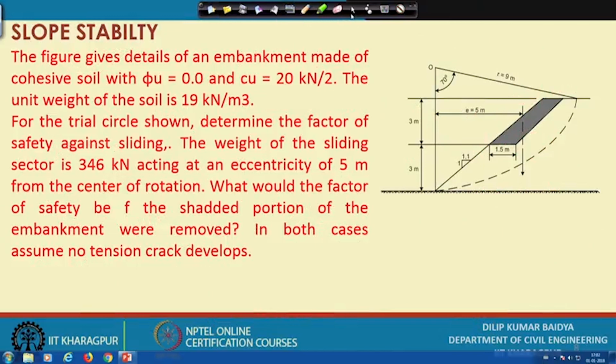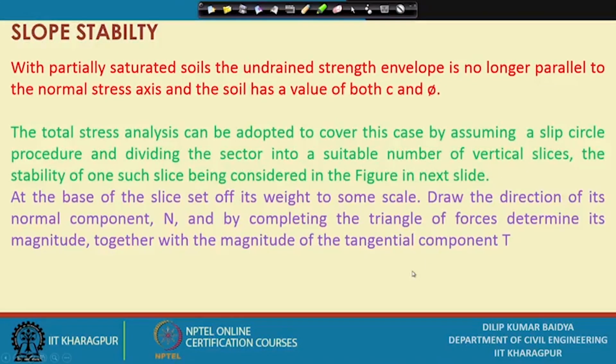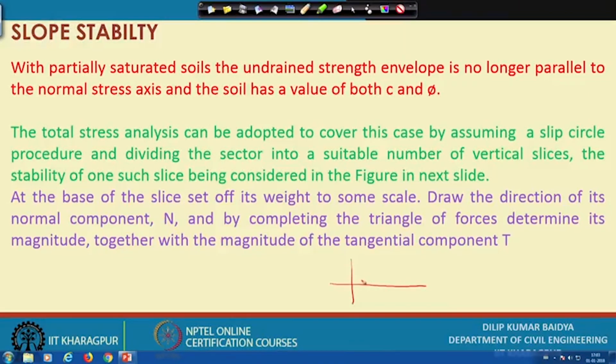And so, this is the problem which is explained already. So, let me see the next one. With partially saturated soils, that means when the soil is not fully saturated, when you do a triaxial test, in the saturated case your failure envelope will be parallel to the axis, and when you have partially saturated soil, your failure envelope will be something like this. That means, soil will possess both C and phi.